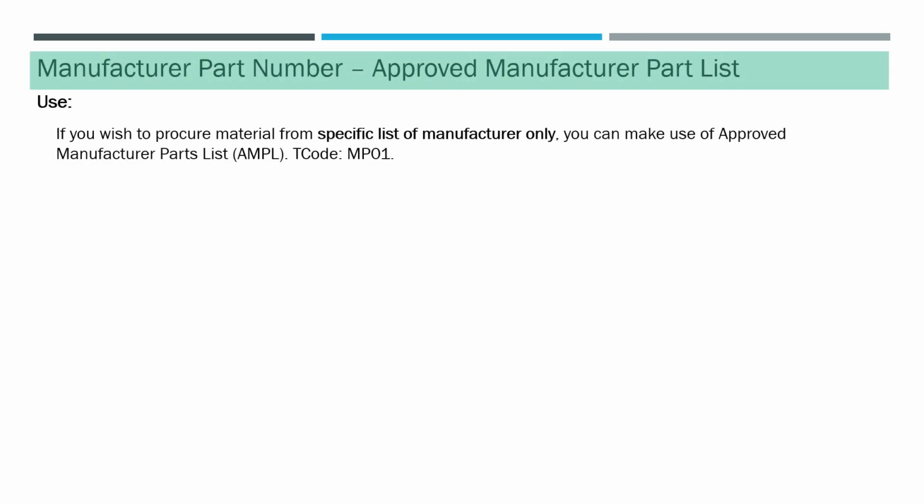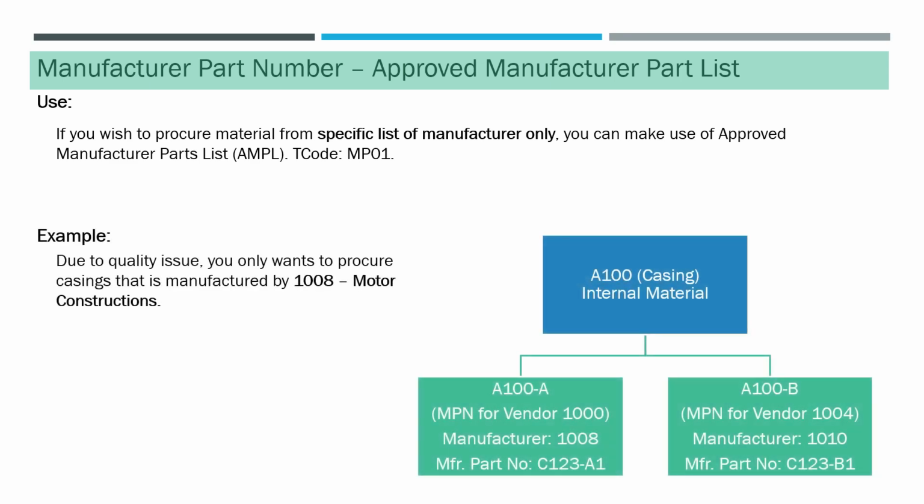Okay, so let's say if you wish to procure material from specific list of manufacturer only, then you can make use of approved manufacturer part list using t-code MP01. For example, due to quality issue, your company wants to procure only from materials that is manufactured by 1008 Motor Construction. Then we are going to map this business requirement into SAP.